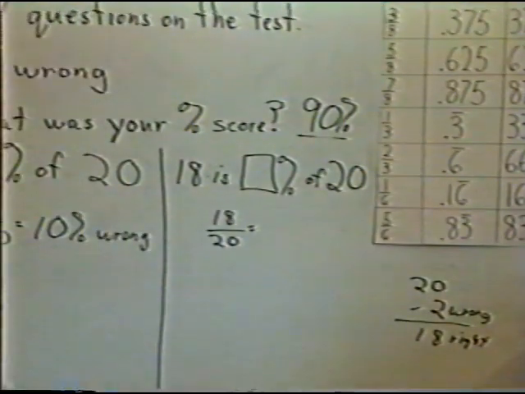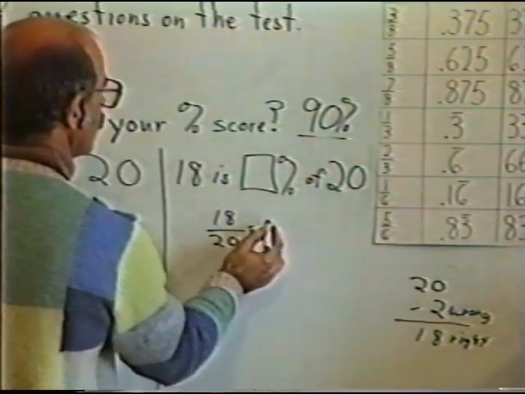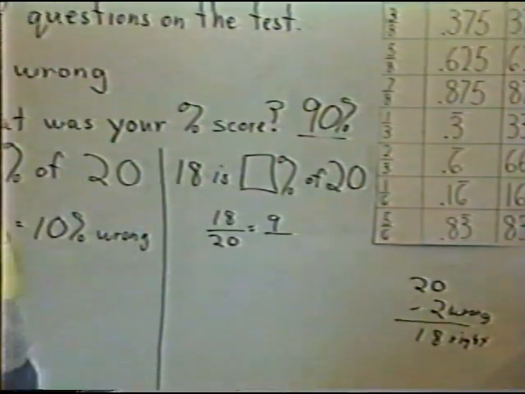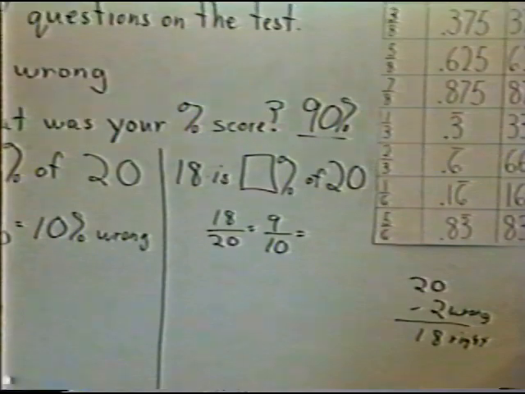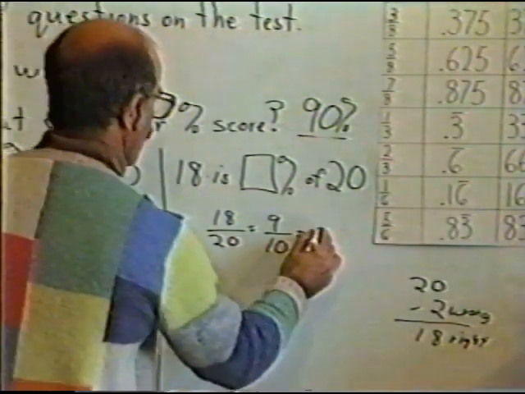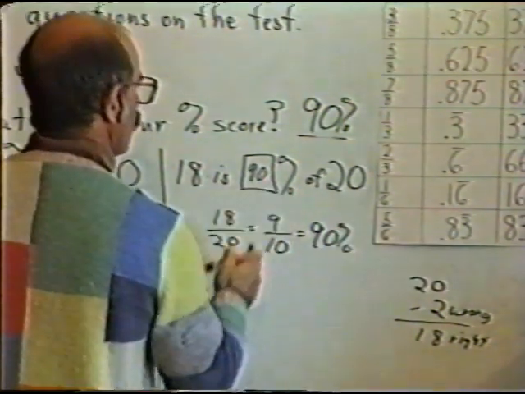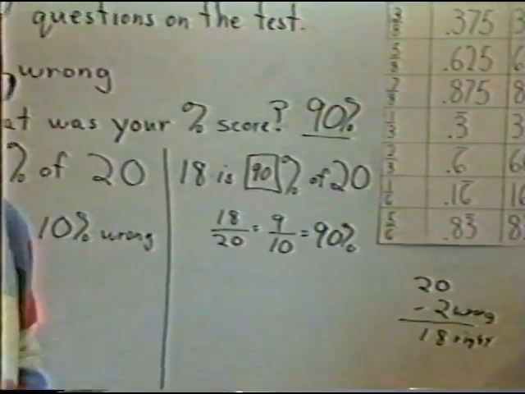And what number can we use to reduce it? 2. 2 into 18 is? 9. And 2 into 20? 10. 9/10. How much percent is that? 90%. 90%. And you see, we got the same answer as we got when we did it the other way.